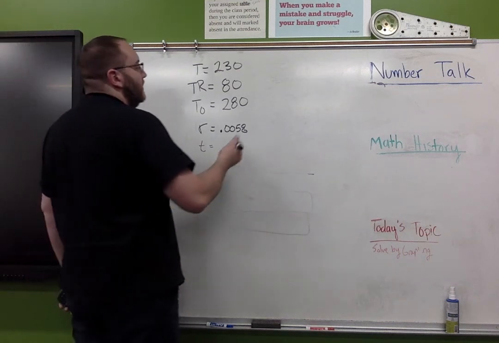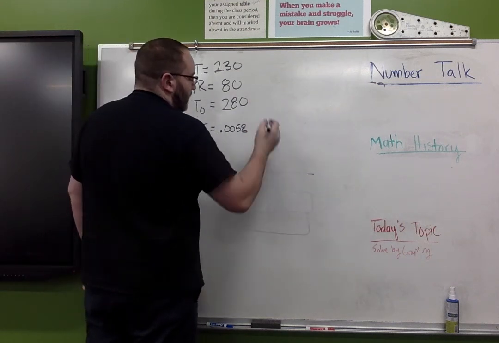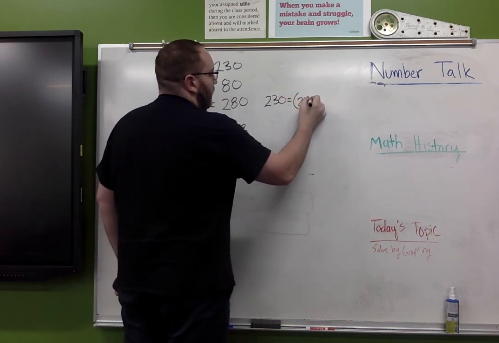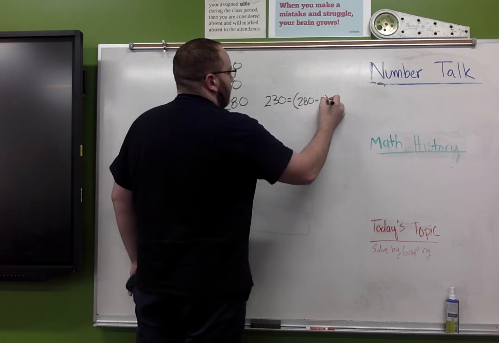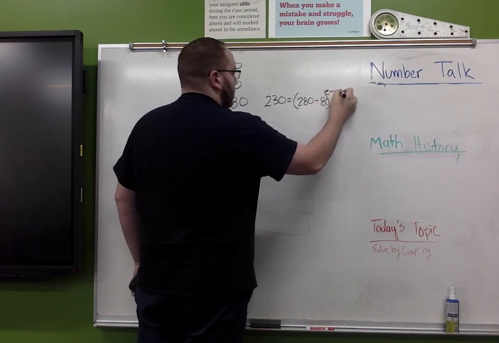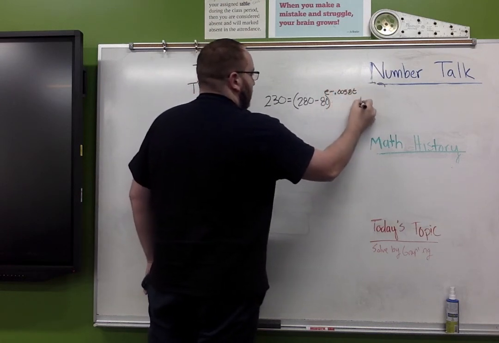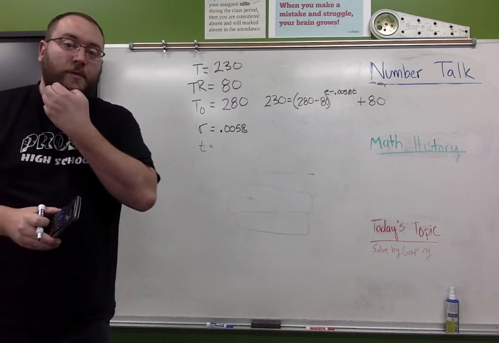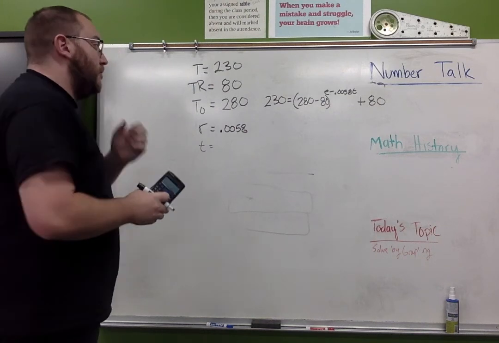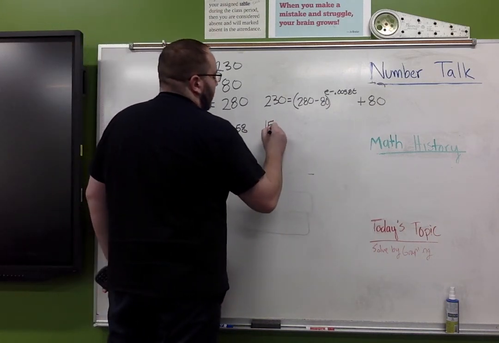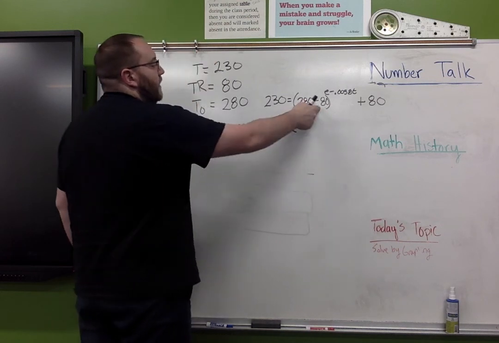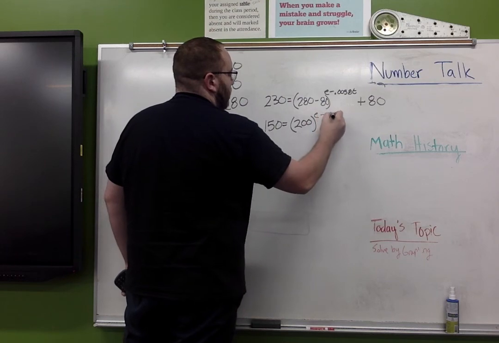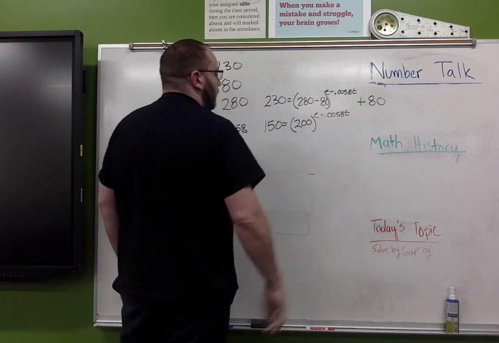All right, so once again, we have T equals, so we have 230 equals (280 minus 80) times e to the minus 0.0058 T, plus 80. Okay, using that same formula that we used in the first question. Subtract 80 from both sides, I get 150. Now 280 minus 80 is 200, times e to the minus 0.0058 T power.